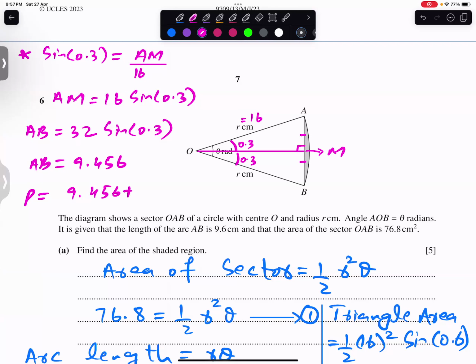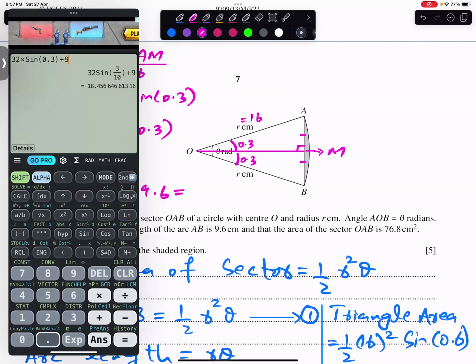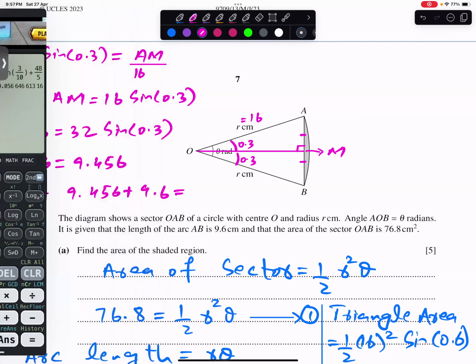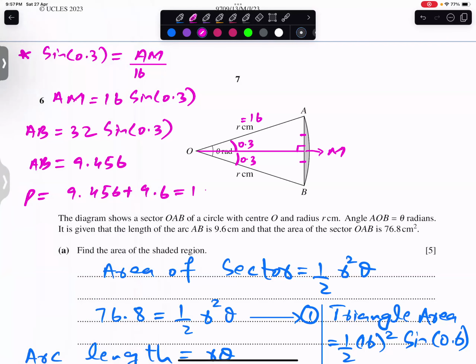So the perimeter will be 9.456 plus 9.6 plus 9.6. So the answer will be 19.056. So we can call it 19.1. So this is my perimeter of this shaded region.